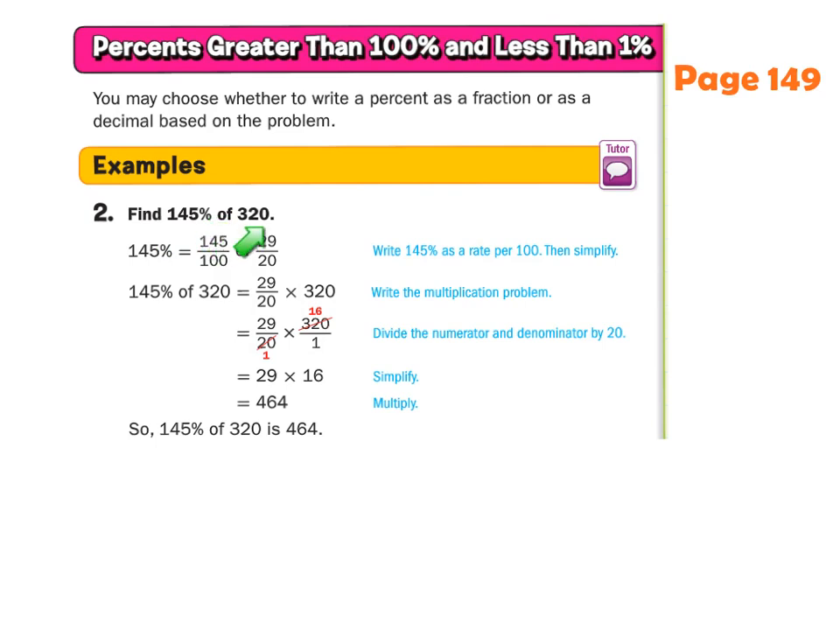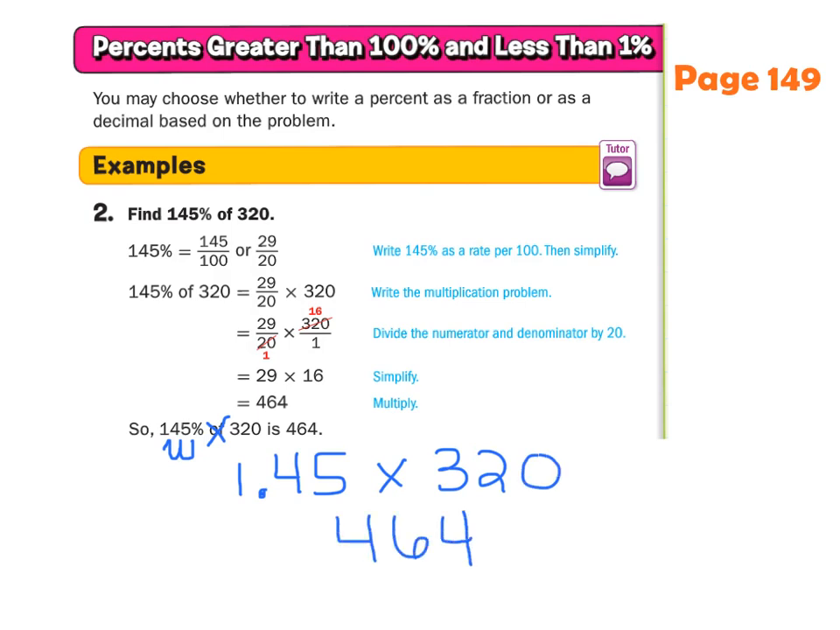145% of 320. In this example, they changed 145% into a fraction, okay? Personally, I would say, let's change 145% into a decimal. And so I would swoop back 2 spaces and do 1.45 of means times 320. And if you use a calculator, you do indeed get 464. Okay?